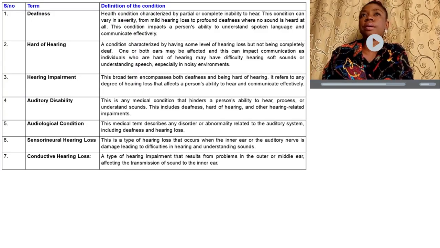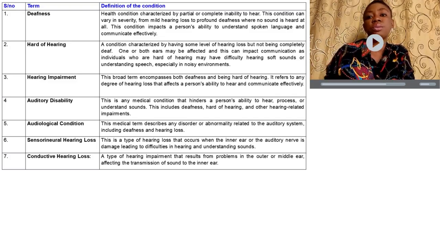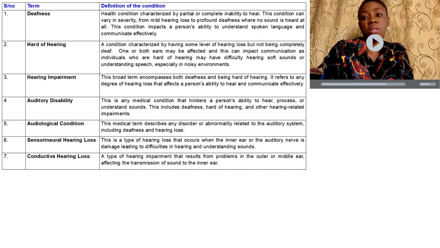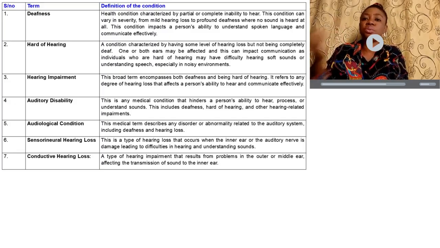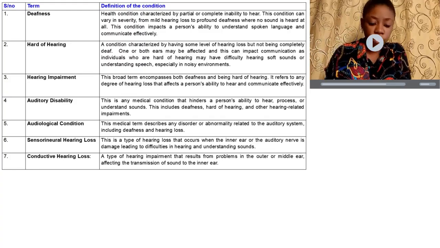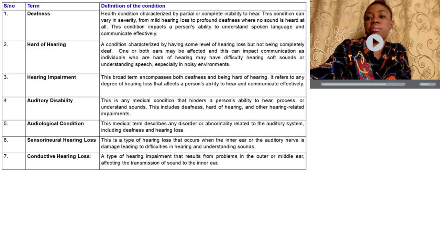So we'll talk about auditory disability. This terminology is used to describe a medical condition that hinders someone from being able to hear or understand some sound. So the word audiological condition, as the name implies, audiology, so anything that has to do with sound, whatever condition that affects the abnormal functioning of the auditory system, that's what is called audiological condition.